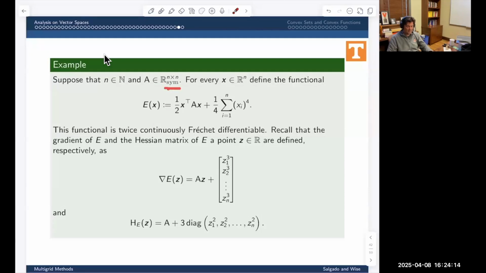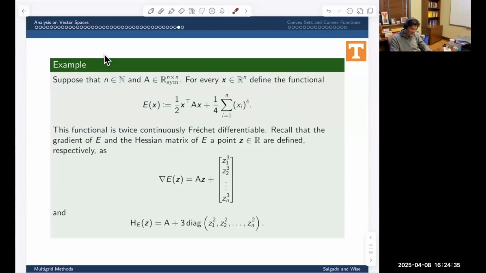So this subscript sim means symmetric matrix. Then we're going to define for every x the following functional. E of x is equal to 1/2 x transpose A x plus a quarter times the sum i equals 1 to n of xi to the fourth power.